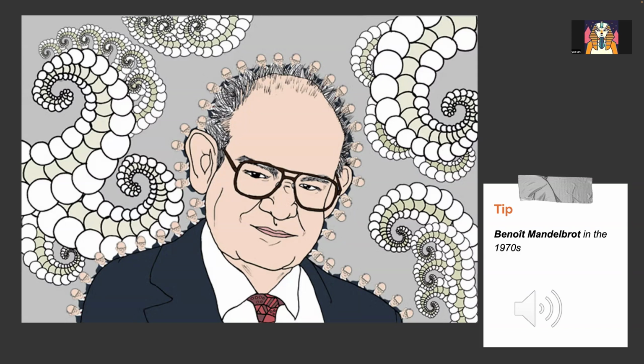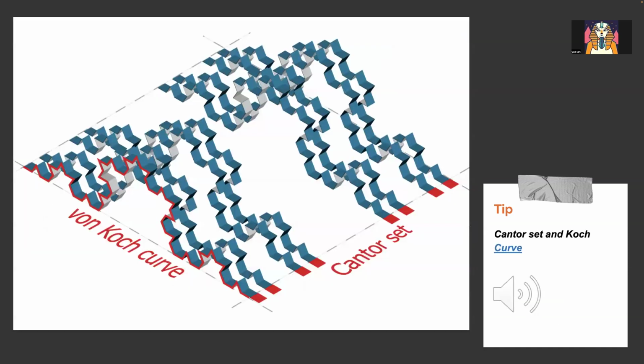Early mathematical exploration of these structures can be seen in examples like the Cantor set developed by Georg Cantor in the late 19th century and the Koch curve introduced by Helge von Koch in 1904. These early fractals helped mathematicians understand how a finite shape could exhibit infinite complexity.